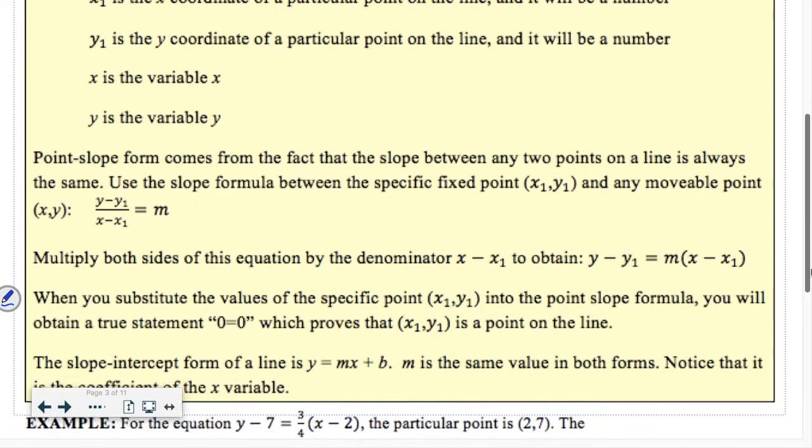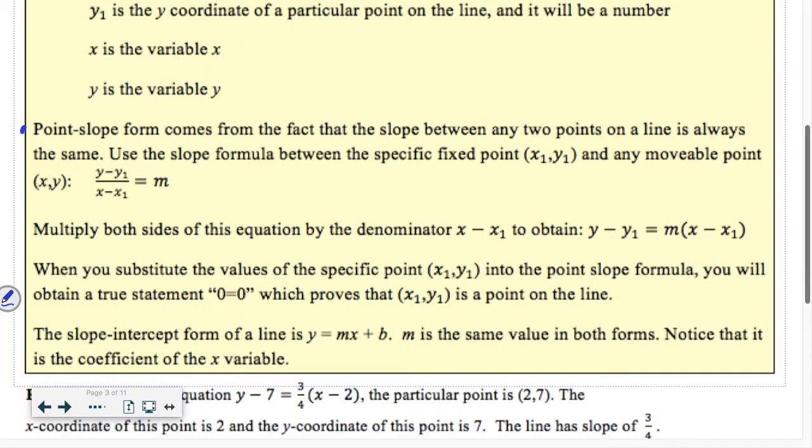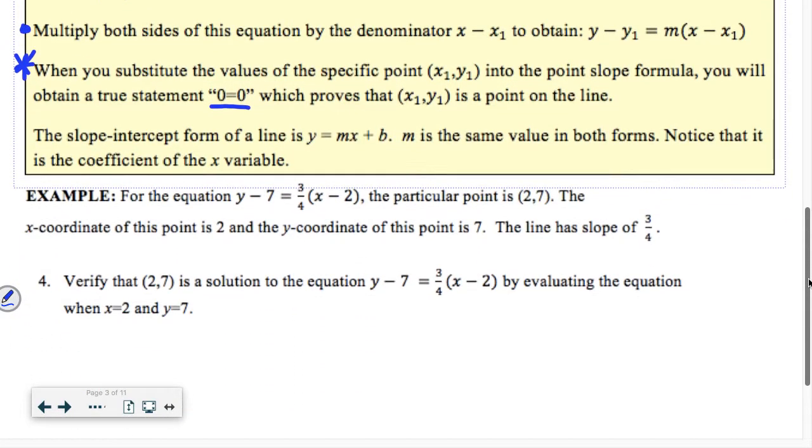The next two bullet points right here are telling you where point slope form comes from. I'm more concerned about this idea. When you substitute the values of the specific point x1, y1 into the point slope form, you will obtain a true statement of 0 equals 0. That proves that x1, y1 is a point on the line. So let's take a look at an example of that.